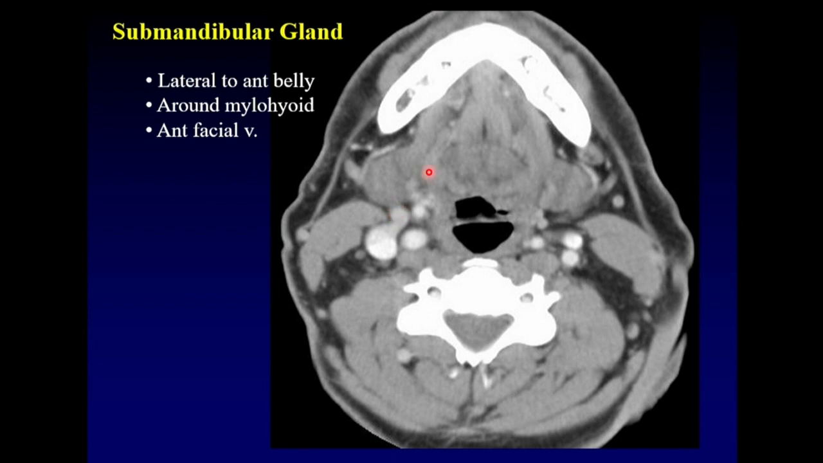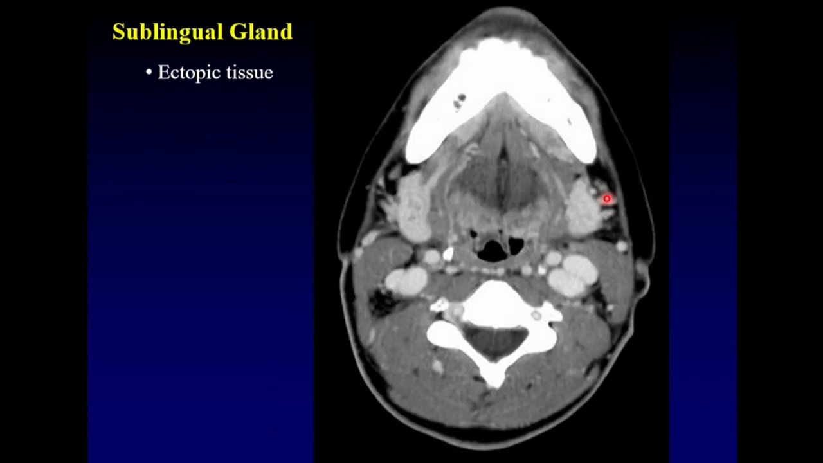Another important anatomic relationship is to the anterior facial vein. The anterior facial vein runs between the submandibular gland and the submandibular lymph nodes, and so it is a useful marker when we're trying to distinguish a mass in this location and decide whether it arose from the gland and is thus behind the facial vein, or arose from the lymph nodes and is pushing the facial vein posteriorly. An important anatomic structure.